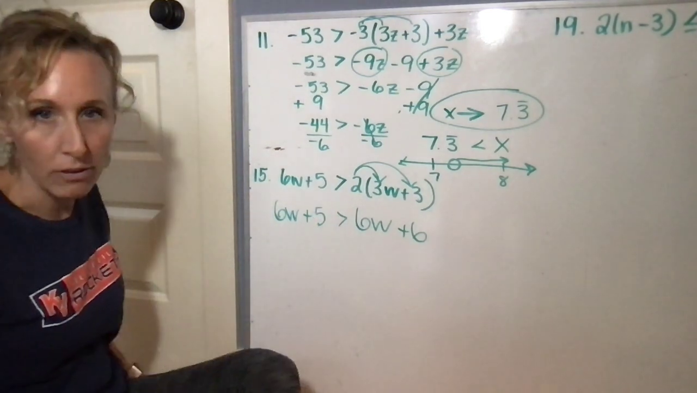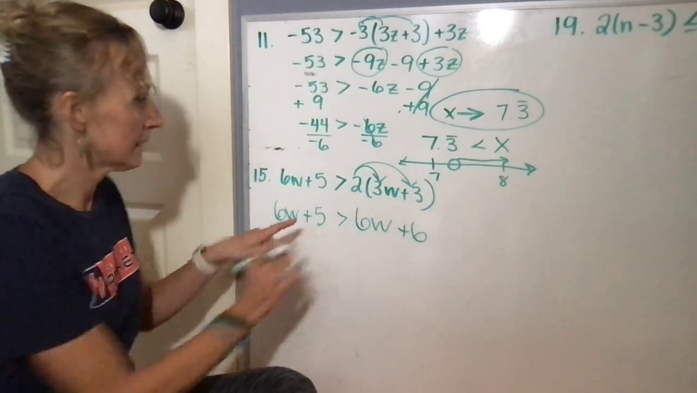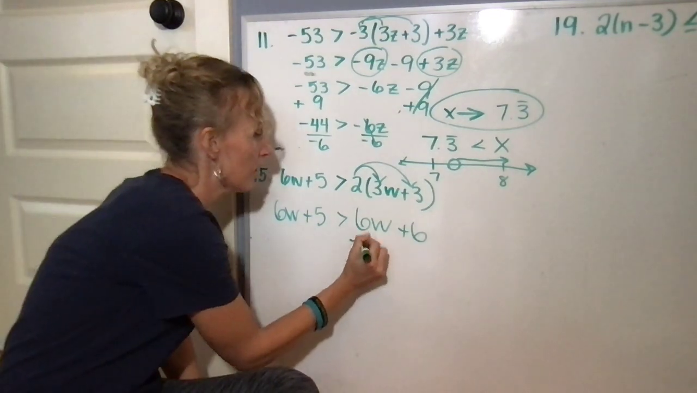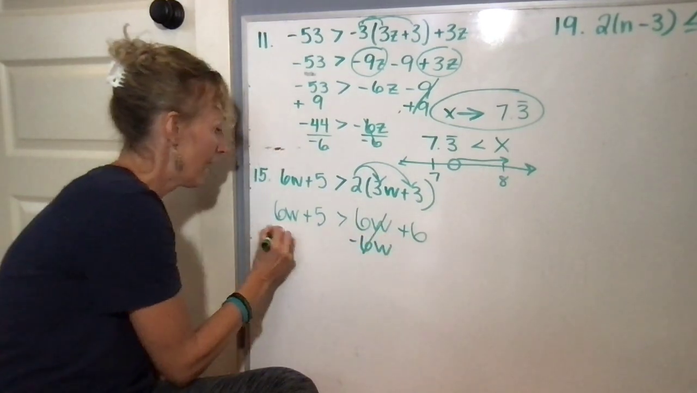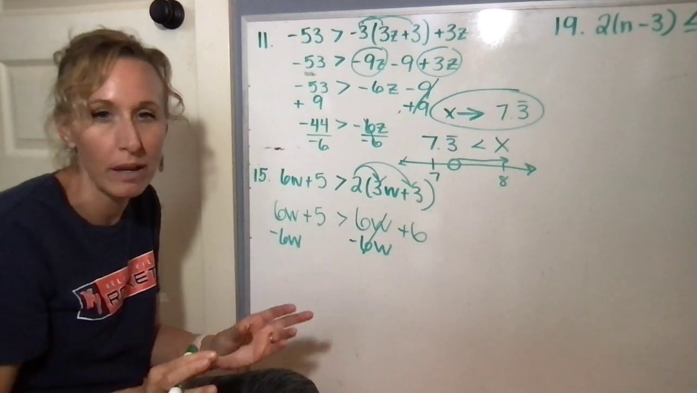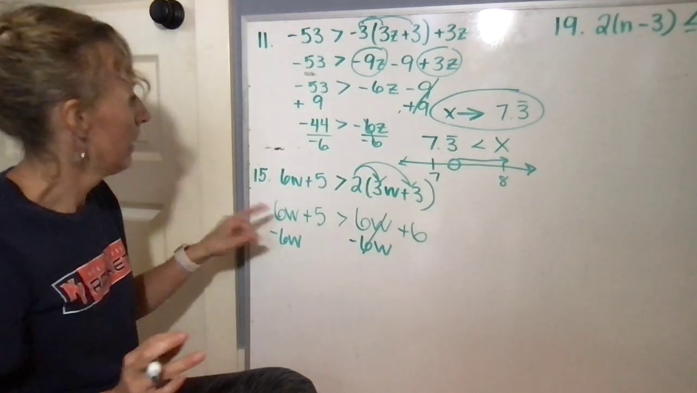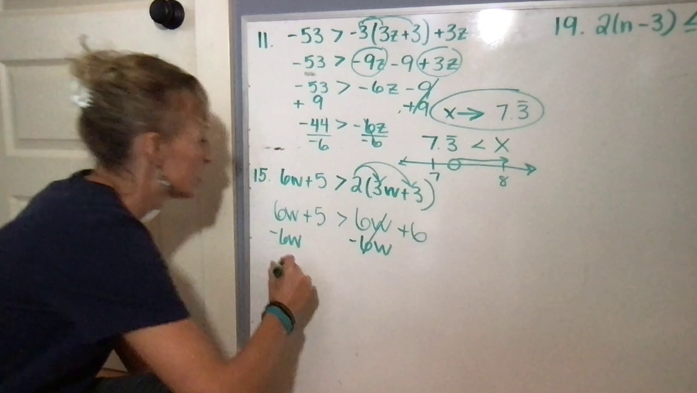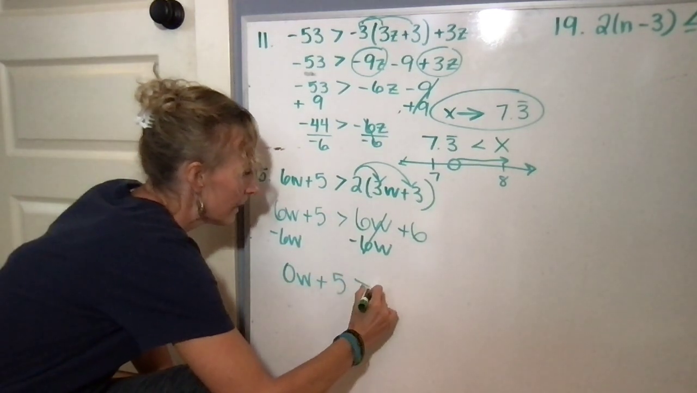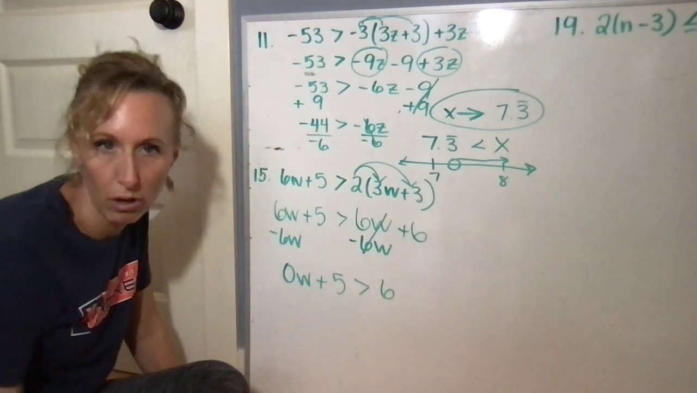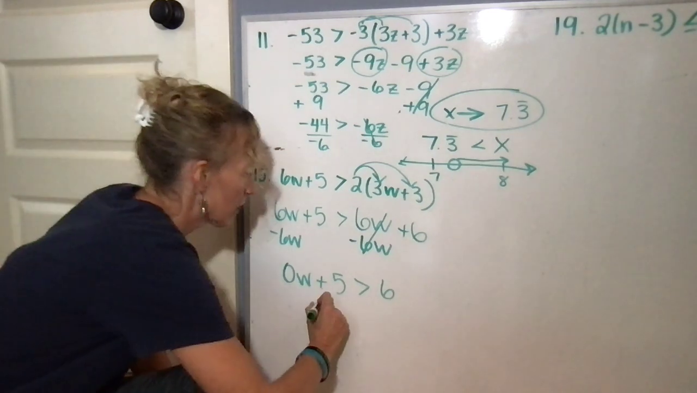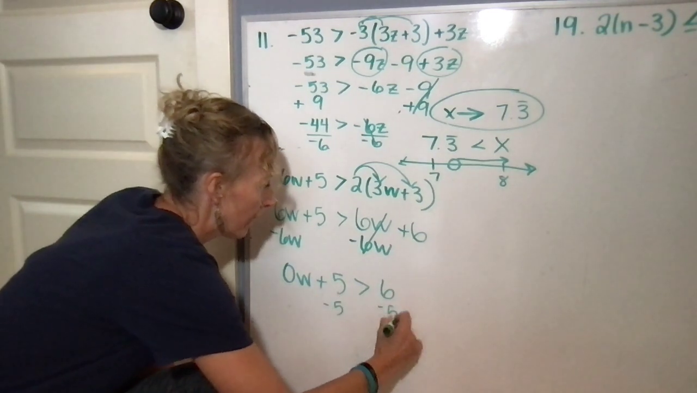All right, let's go about solving this, right? So the first thing I see is I have two variables, one on each side of the inequality. So I'm going to cancel this one out by subtracting. And this one as well. Now this one, I don't want to cancel both of them necessarily. This ends up being 0w plus 5 is greater than 6. I'm going to keep solving it now, even though I know that I have a 0 here, right? So I'm going to subtract 5 and subtract 5.